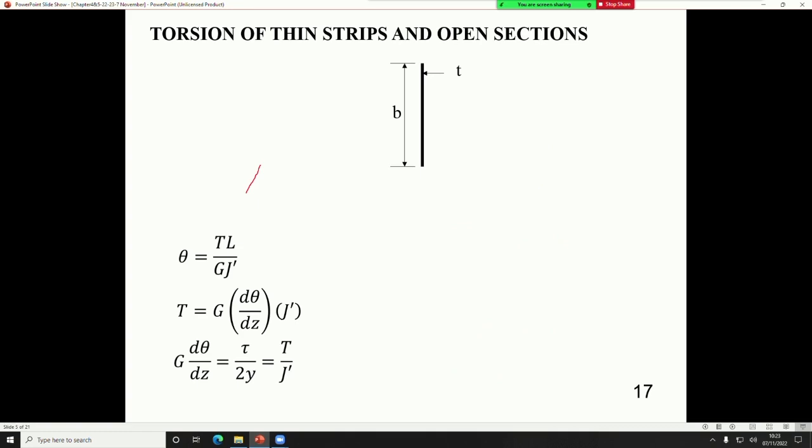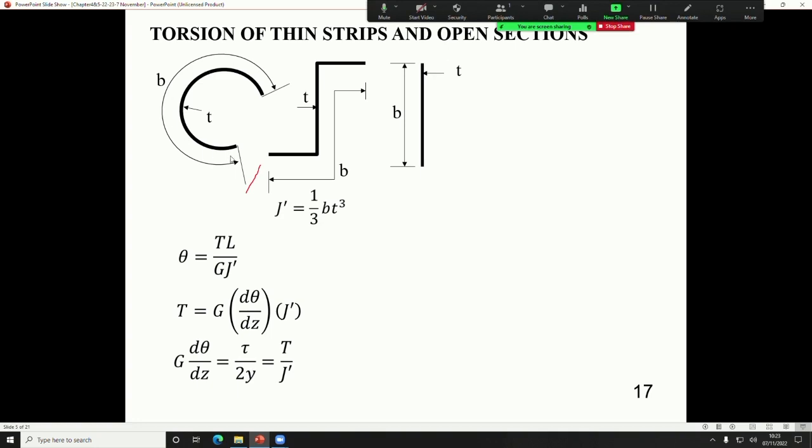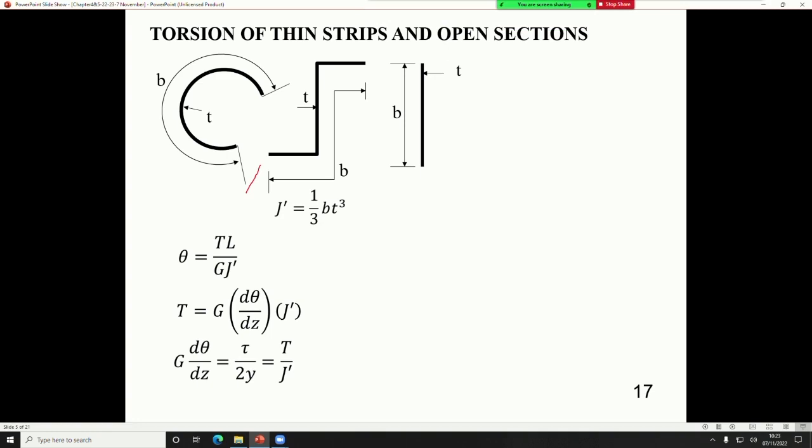So I've written the same equations on the next slide. We can use the same relation if we are analyzing an open section with uniform thickness, such as a Z section or a circular section, provided they are open. We still can use these equations, but B is the total length of the section. We assume those sections are made up of folding a thin strip at different locations. So we can assume this is the same strip we have on the right, but it's been curved, or we have folded it at these two locations.